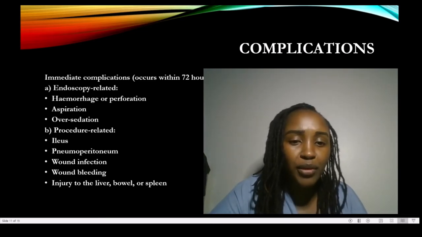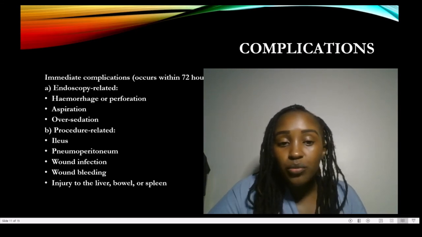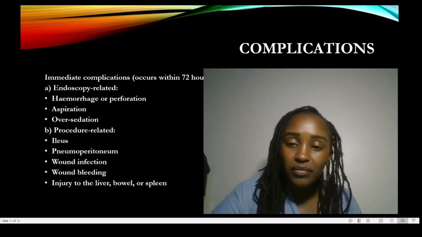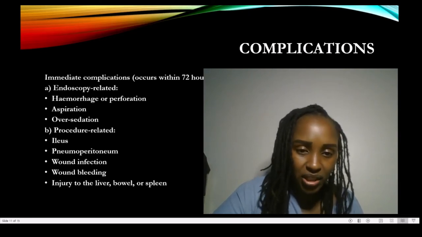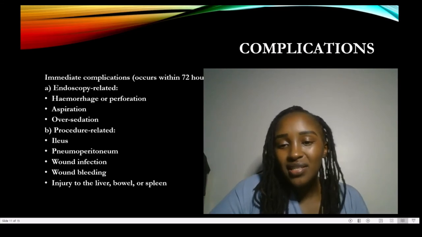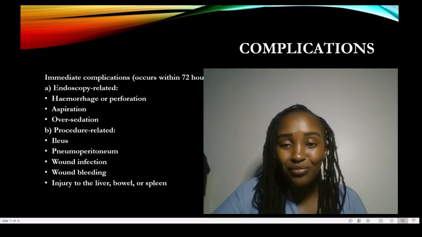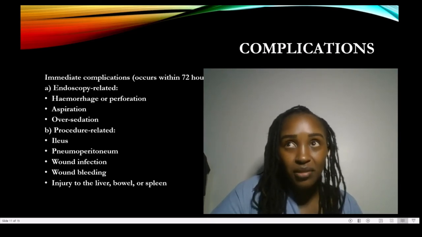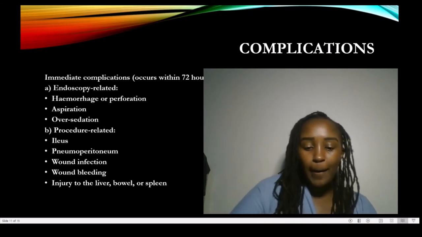Then we have pneumoperitoneum, and that could happen as well. Then there's wound infection. Wound bleeding. Infection is when you get a lot of bacteria around the area causing pus, swelling, inflammation and such things. Wound bleeding is you will just see the blood. And then injury to the liver, bowel or spleen, especially if the person inserting it was not doing it as image guided, then they may go beyond the area where they were supposed to insert the tube, and this could be very, very dangerous.